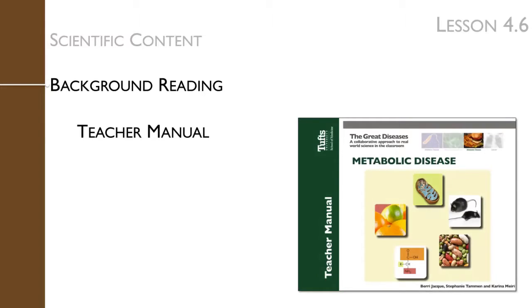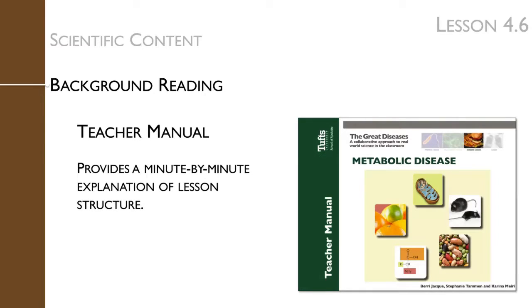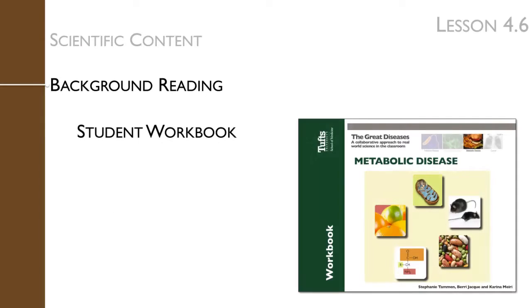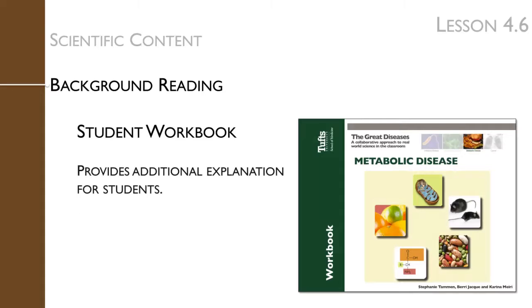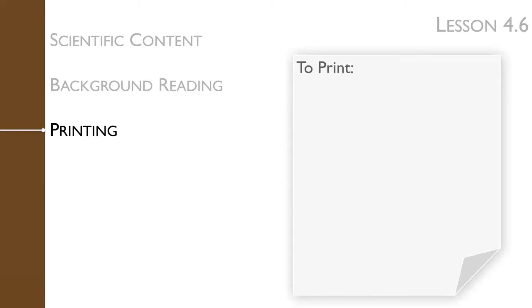The teacher manual or lesson plan provides a minute-by-minute explanation of the lesson structure, including instructions on how to manage the discussion and the activity. And the student workbook provides additional explanations for the students. You will need to print one activity worksheet per student.